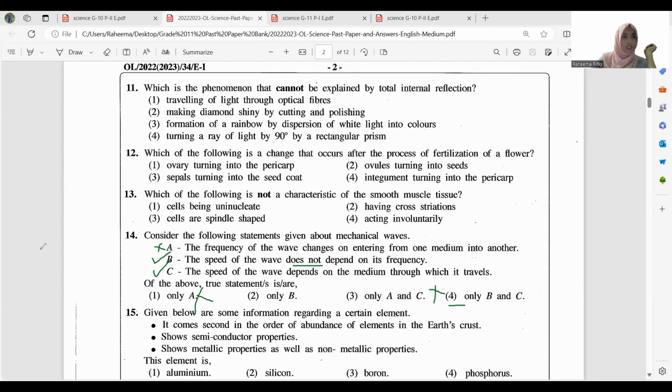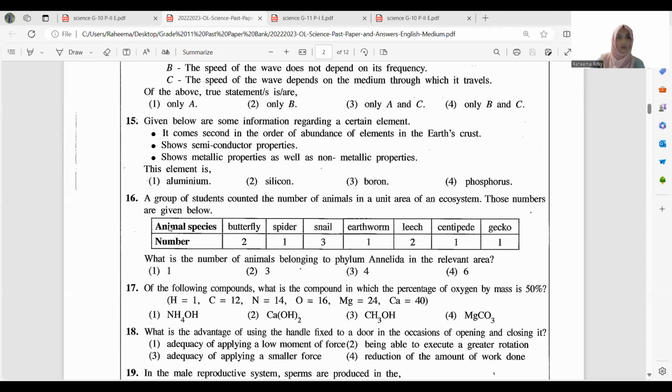Next, we are moving to the 15th question. Last question of this video. Right. 15th question. Given below is some information regarding a certain element. Again, statements. Okay, it comes second in the order of abundance of elements in the earth's crust.